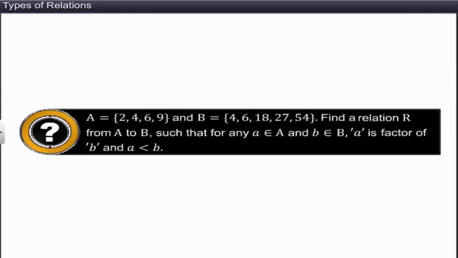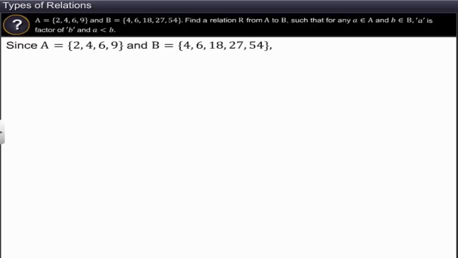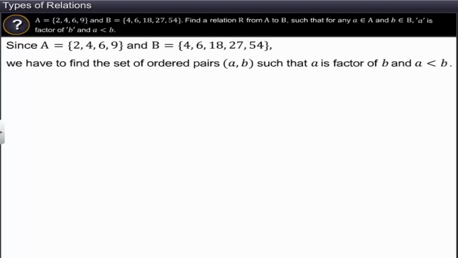Let us see an example to make our concept stronger. Here, we have to find a relation R from A to B such that for any a in A and b in B, a is a factor of b and also a is less than b. That is, in the given sets A and B, we have to find the set of ordered pairs (a, b) such that a is a factor of b and a is less than b.